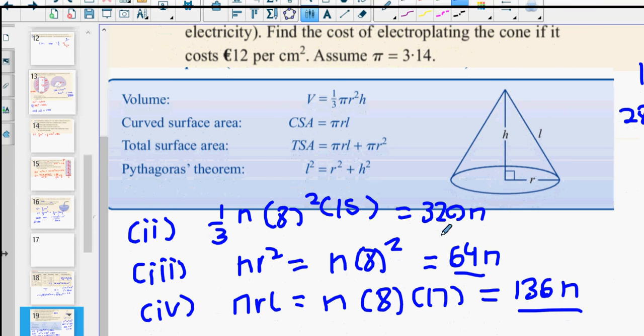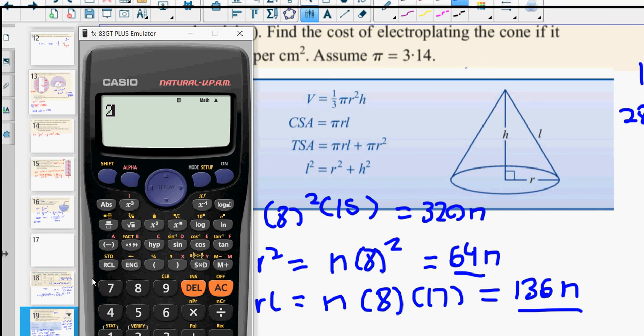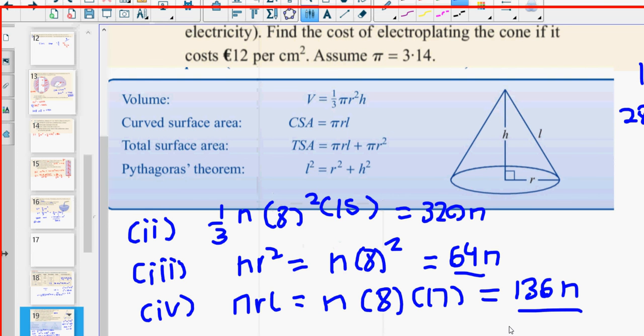64 pi and 136 pi. 200 pi is the total area. Okay? And then we're going to multiply that 200 pi by 12. But it tells us to replace pi with 3.14. Okay, so it's going to be 200 bracket 3.14 multiplied by 12. And this will give us a grand total of €7,536. That is a very expensive metal. Yeah. Alright guys.